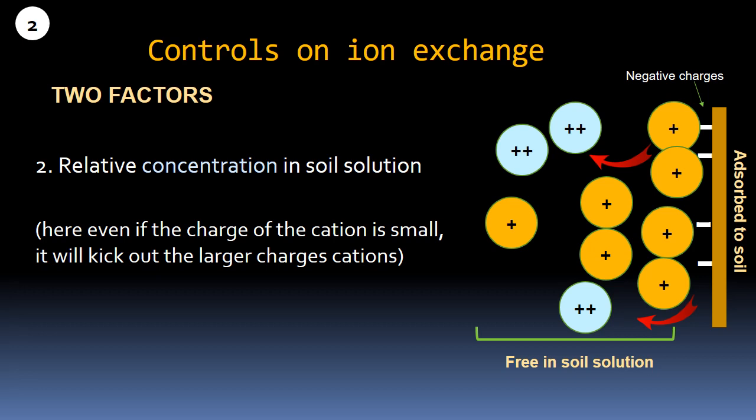However, the concentration of their existence is different. The one with 1+ exists in much higher concentration than the 2+. Now, which one will be dominant in the adsorption side of the soil? It's basically the one with a higher concentration. Why? Because the larger the concentration of the ion, regardless of its charge, regardless of its strength, it will basically kick out the smaller number of the cations, even if they have higher charges.